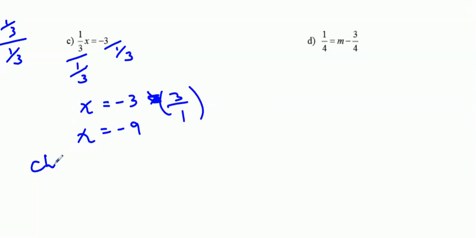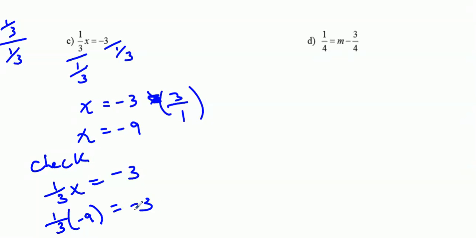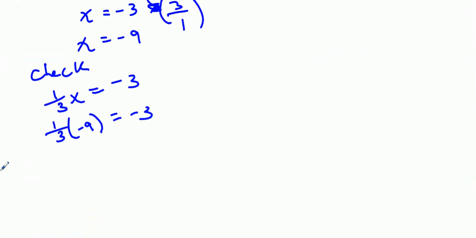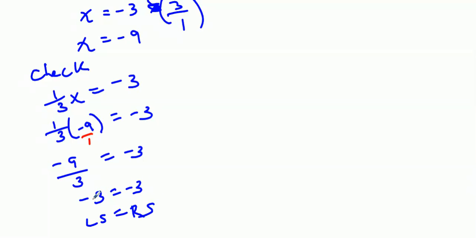Let's check that one because that one was tricky. So we've got 1/3 x equals -3. And if x is -9, we're going to multiply this. If I'm working the left side independently here, I see that 1/3 times -9 is the same as, if I'm multiplying tops by tops and bottoms by bottoms, which is what I do for multiplying fractions, 1 times -9 is -9, and 3 times 1 is 3. So I get -9/3 equals -3, and -9/3 is -3. There we go. Ta-da, we got it. Okay.